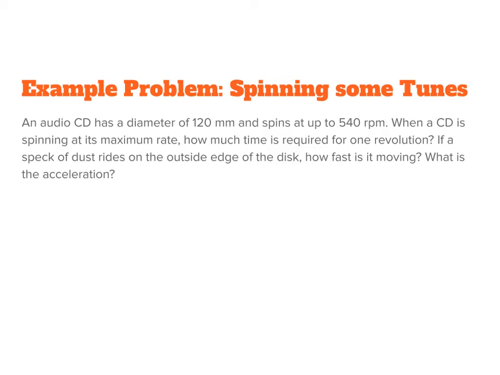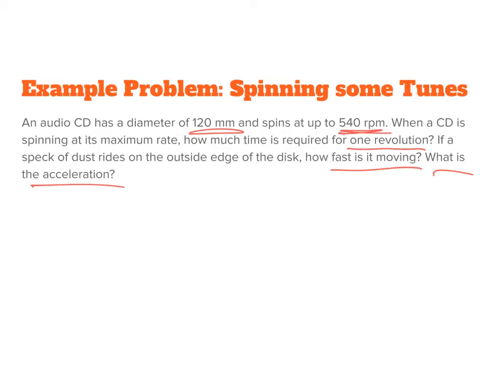So we do have one last example problem. An audio CD has a diameter of 120 millimeters and spins 540 RPMs. When it's spinning at its maximum rate, how much time is required for one revolution? And if a speck of dust runs on the outside edge, how fast is it moving? What's its acceleration? So this question is just getting us into utilizing our formulas and what we've learned so far.